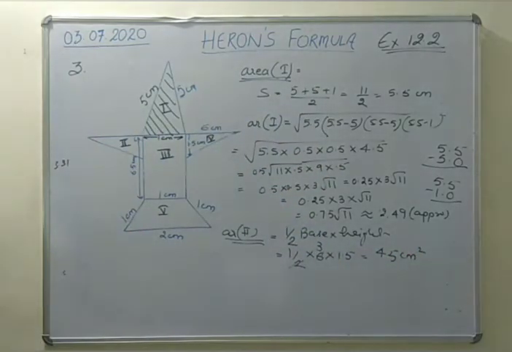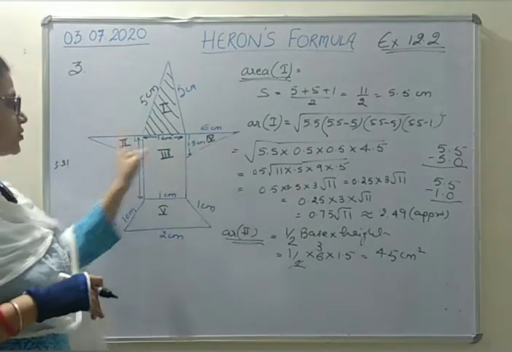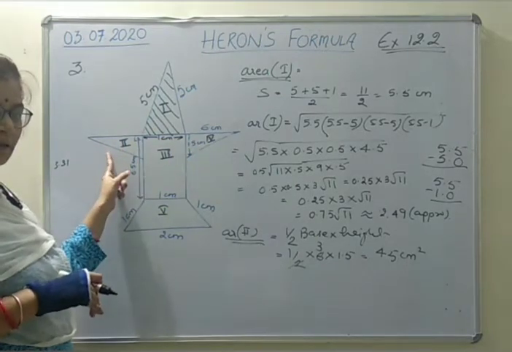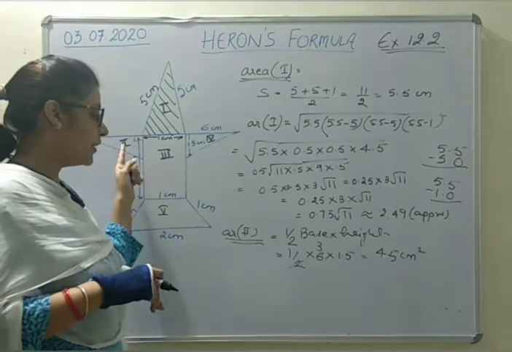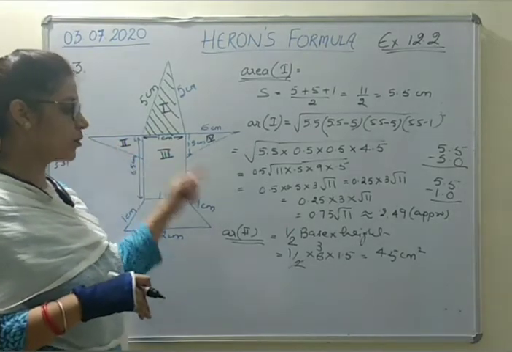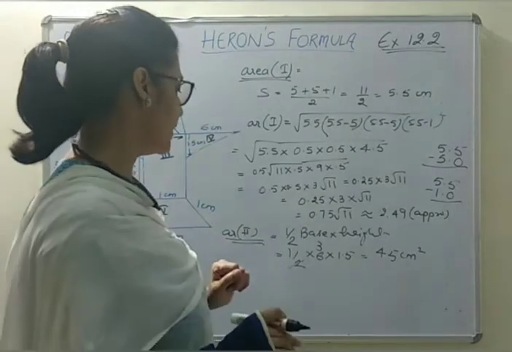So what is the area of region 2? The area of region 2 is 4.5 centimeter square. In the same way, the area of region 4, these two are similar, so a different shape will not be formed. So the area of the fourth region is also 4.5 centimeter square.